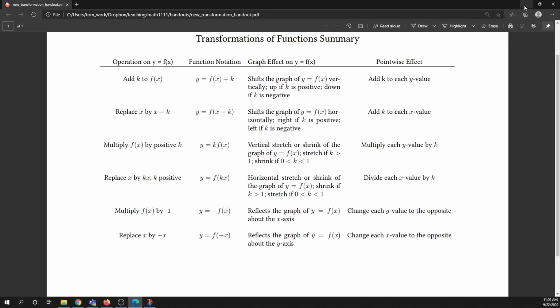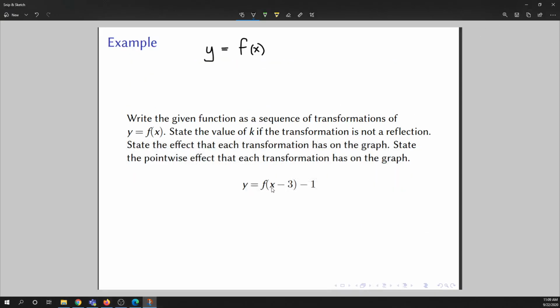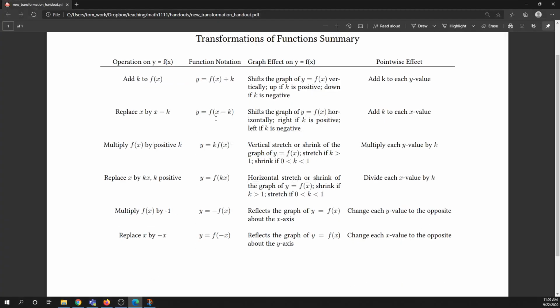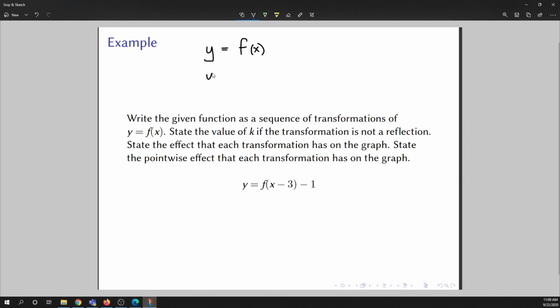So if you look right here, I have f of x minus 3, right? So the one that looks most like it is this one right here, okay? And so that's what I'm going to do. I'm going to replace x by x minus 3, which I did. Okay, and you can see I'm a step closer.